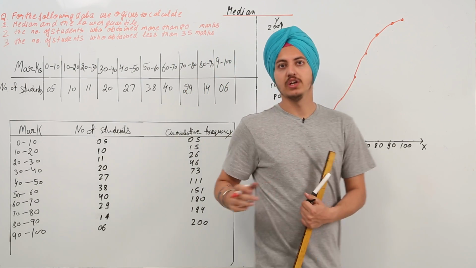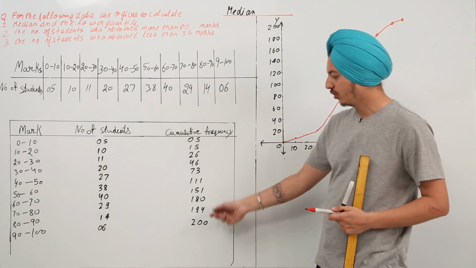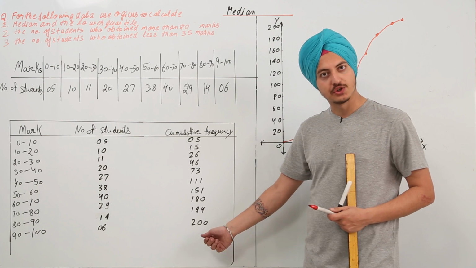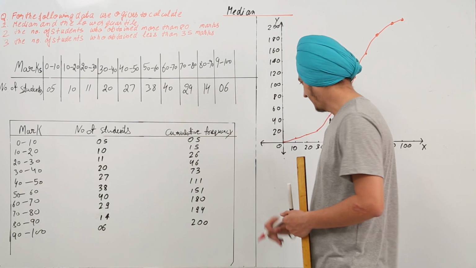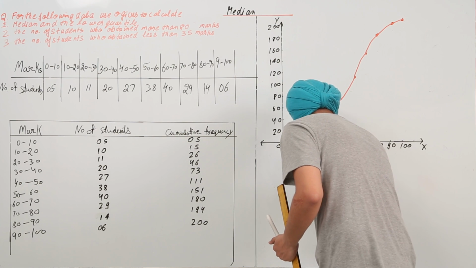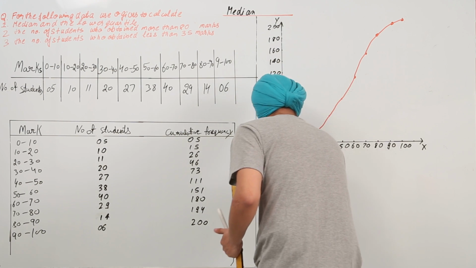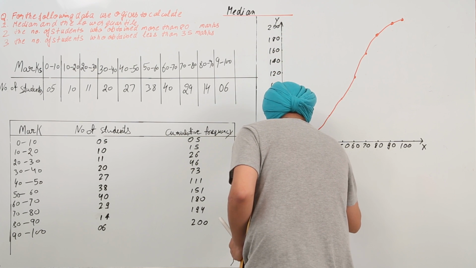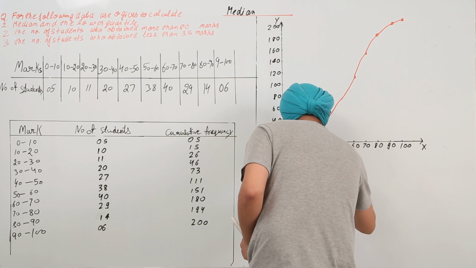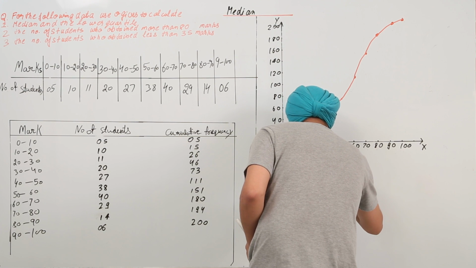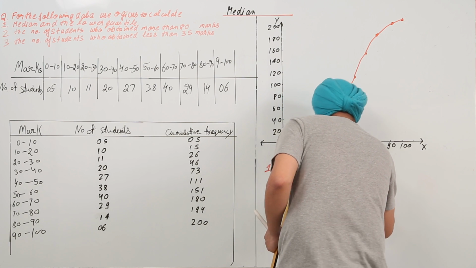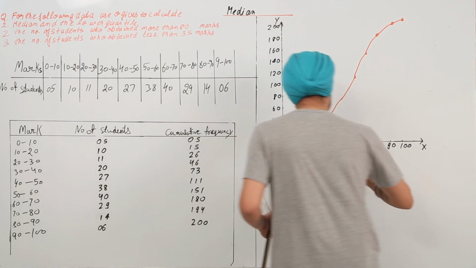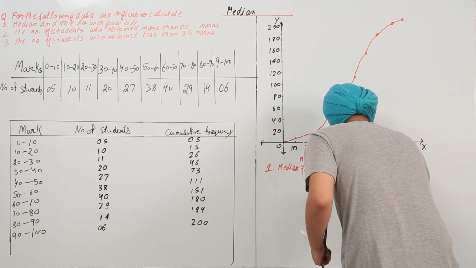So what is the total number of terms? The total number of terms is the sum of the cumulative frequency, that is 200, right? So 200 is n. So over here n is equal to 200, right? So the median is equal to the n by 2th term. So we calculate n by 2. n by 2 is equal to the 100th term, right?